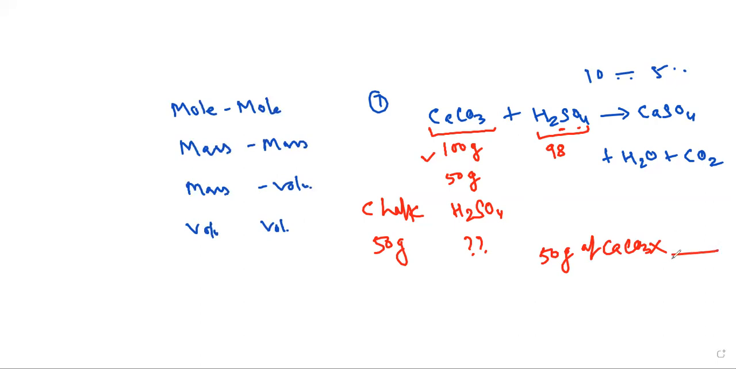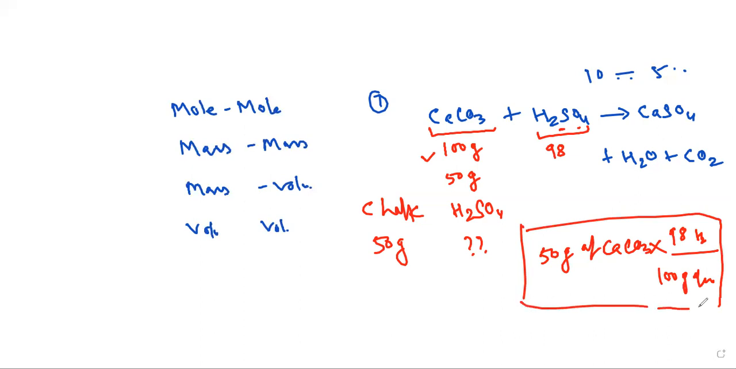CaCO3, you have to write there 100 gram of CaCO3. Ma'am, that's the same thing as the unitary method. Yes, but the math part is the same, the approach is different. Yes, ma'am, I got it.